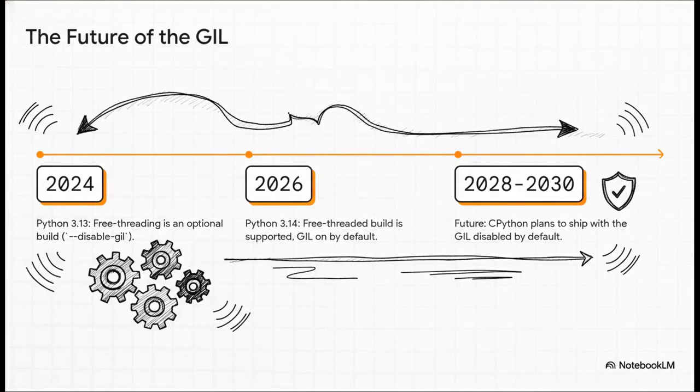And remember, this is a marathon, not a sprint. Right now with 3.13, free threading is an optional build. With 3.14, it'll be officially supported, but the GIL will still be on by default. We're probably looking at 2028 or even later before the GIL is disabled by default. So there's no need to panic. The ecosystem has time to adapt, and you have time to prepare.